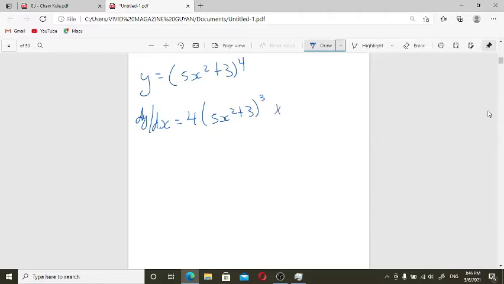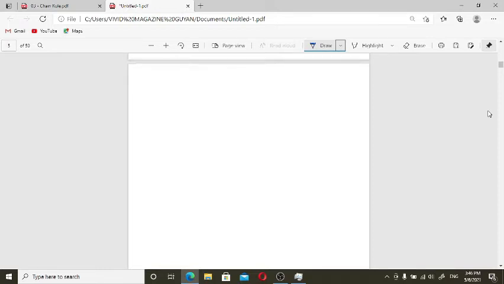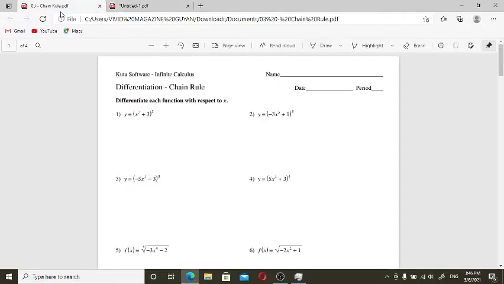So the next one, y is equal to (5x squared plus 3) raised to the fourth. So dy upon dx, bring the power to the front, write back the inside, reduce the power, differentiate the inside. So 4 times 10 is 40x, (5x squared plus 3) raised to the third. Alright, so let me just slow down here. So you see I have the 4, and what I have at the back, that's what I'm actually multiplying. It follows a pattern. Once you actually follow the pattern, everything gets easier.